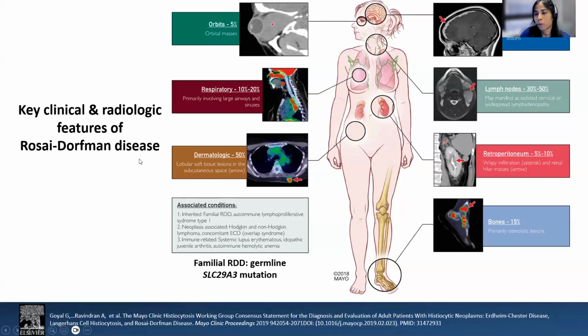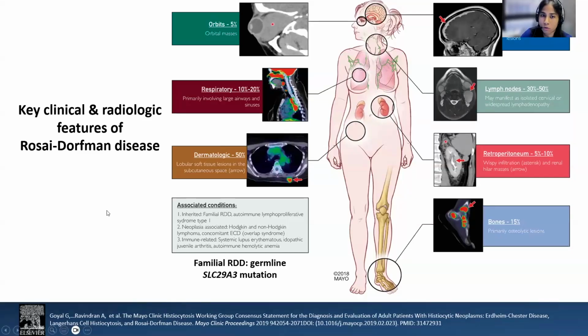And some of the other pointers that I want to bring up is that RDD can overlap with ECD phenotypes, especially when it involves the retroperitoneum presenting as perinephric thickening. And it can also mimic the LCH, Langerhans cell histiocytosis phenotype. When it presents in the bone, it manifests usually as osteolytic lesions.